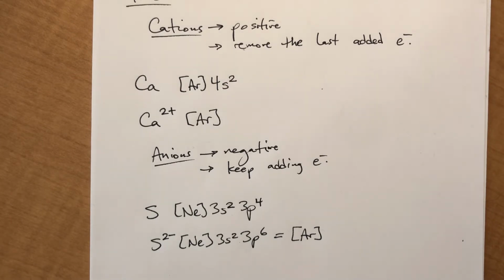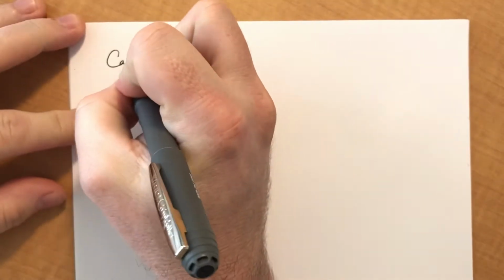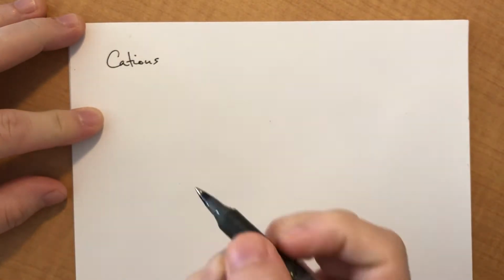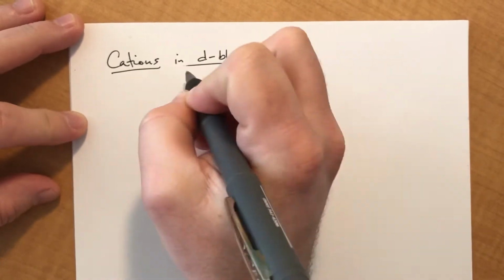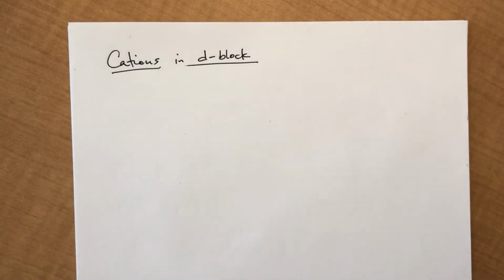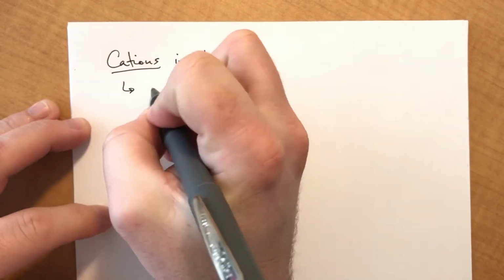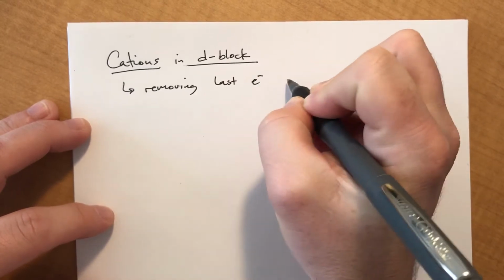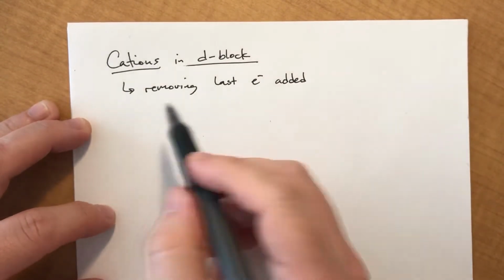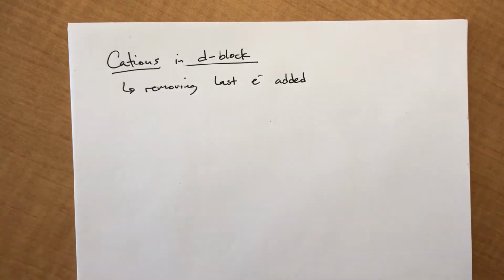Except the D block. The D block screws everything up. So, let's see if I can phrase this correctly. Things in the D block are metals. Metals only form cations. So cations in the D block. This is gonna get a little complicated, so I want to make sure I am phrasing this correctly. The idea is you're still removing the last electrons added. That part doesn't inherently change. This is the foundational rule. This is what everything else is built on.